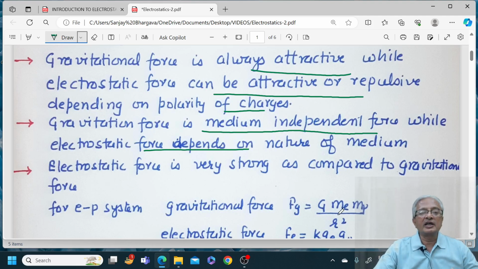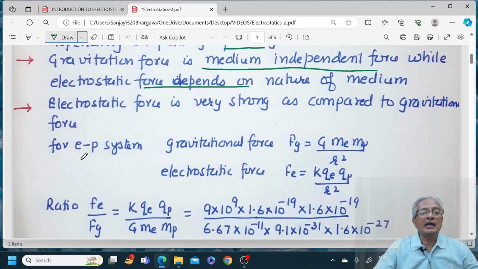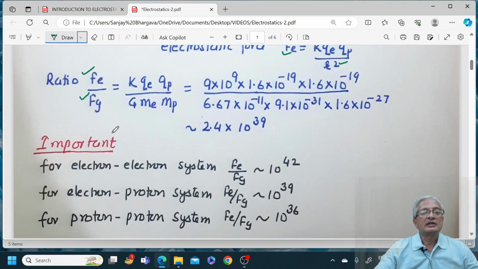For understanding what we are saying, we take an electron-proton system. In the electron-proton system, we first calculate the gravitational force, G times mass of the electron, mass of the proton, upon r square. Similarly, electrostatic force Fe would be equal to k, charge on electron, charge on proton, upon r square. The ratio of the electrical force to the gravitational force is then equal to k times charge on electron, charge on proton, upon G times mass of electron and mass of proton.